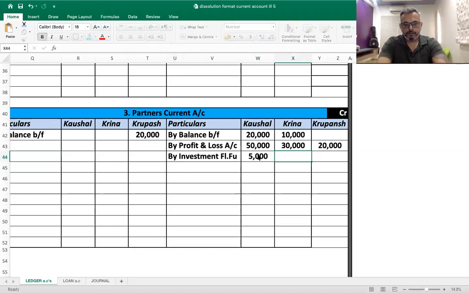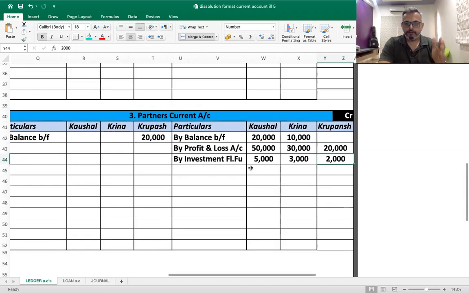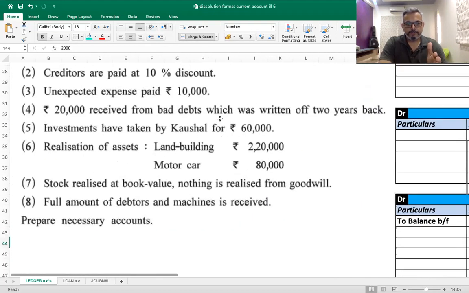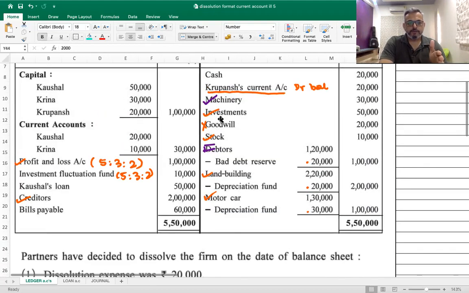$5,000, $3,000, $2,000. Here again the journal entry will be investment fluctuation fund account will be debited, Kaushal, Krina and Krupanch current account will be credited. Done. So investment fluctuation now done.